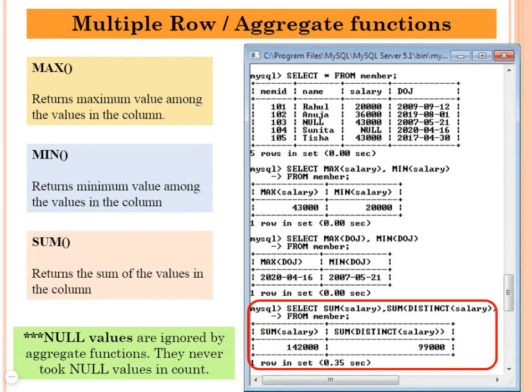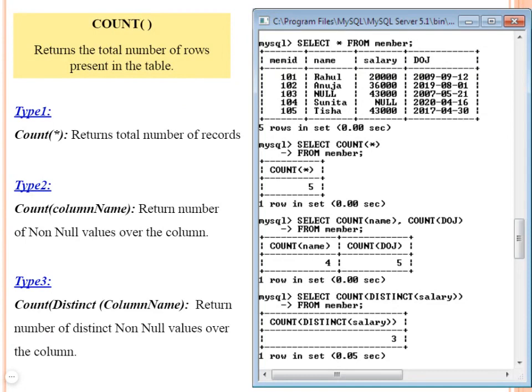Now see the next expression, that is sum distinct salary. Distinct means different. So sum distinct salary will take out the different salaries, means all the non-repeated values will be taken into account, and then they will find the sum of those salaries. So 20,000, 36,000, and 43,000 only will be taken into account. Clear? Now count function.